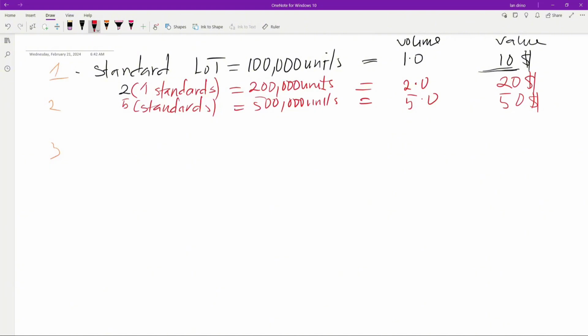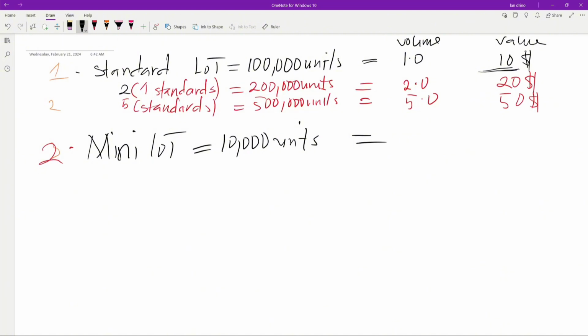You can practice that. So for the second category, which is the mini, we say the mini lot is 10 times smaller than the standard lot, and it is equivalent to 10,000 units of base currency. And the trading volume for 1 mini is always 0.10 lot. Now, what is the value per pip for 1 mini? 1 United States dollar if you are in the US.